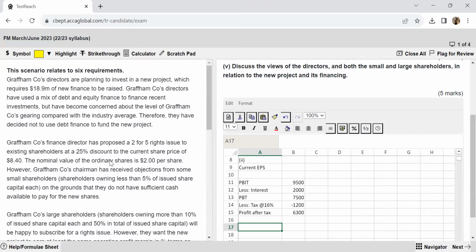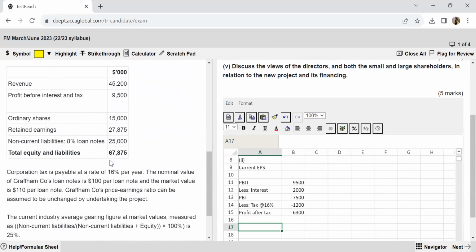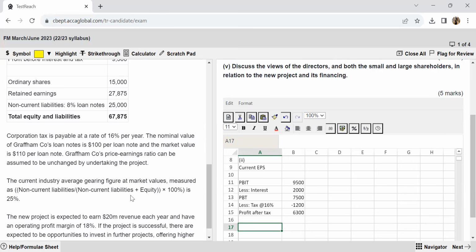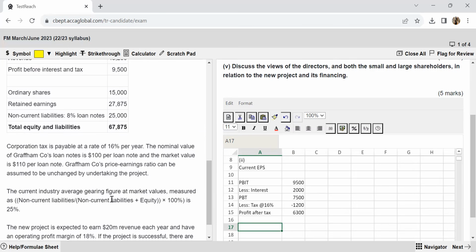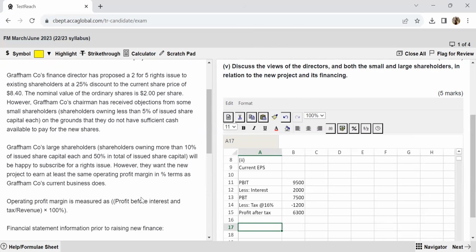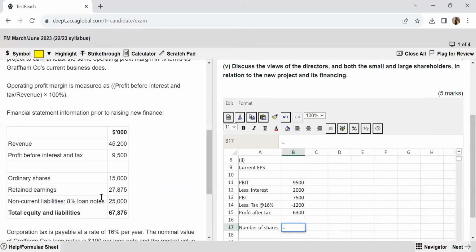Let's find out how much is the nominal value of the shares that we have over here. Let's scroll down. Yes, so the nominal value of the ordinary shares is $2 per share. So I can find out my number of shares now. How much is the nominal value given to me? That was 15,000, right? So 15,000, and divide this by 2 to find out my number of shares.